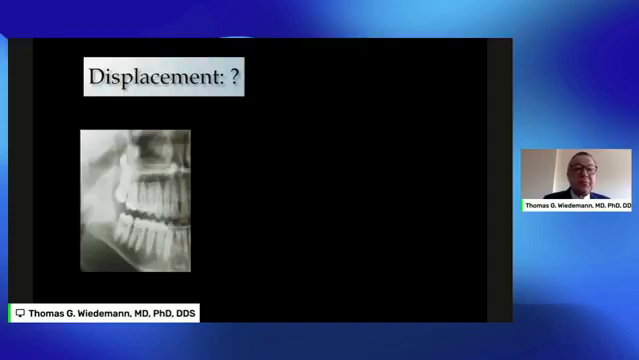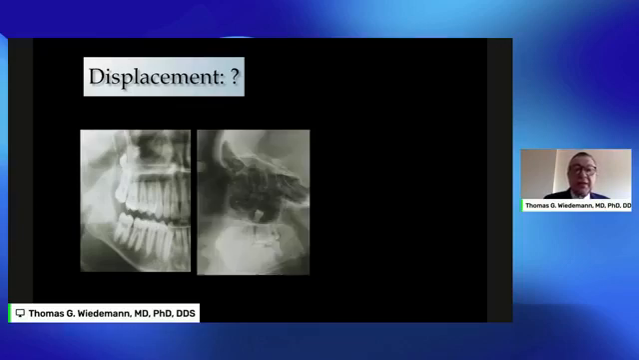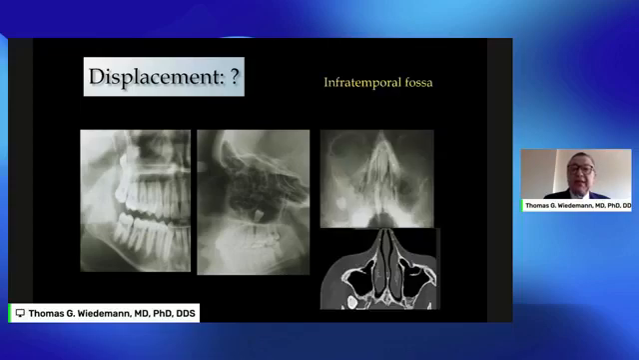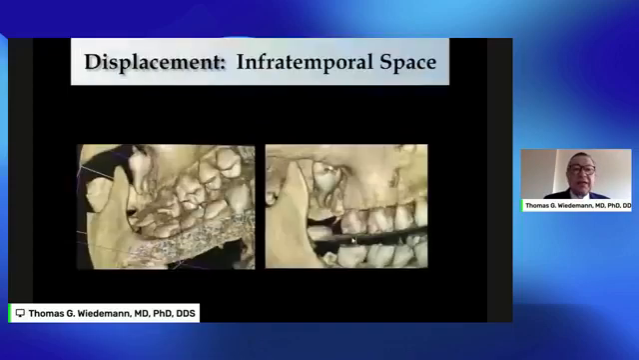Here, another type of displacement. So what happened here? The dentist said, well, I placed an elevator and all of a sudden the tooth disappeared. So is it in the sinus? No, it's not. It's out of the sinus. It's in the infratemporal fossa. You see here in the 3D reconstruction, this tooth got really displaced in the infratemporal fossa.